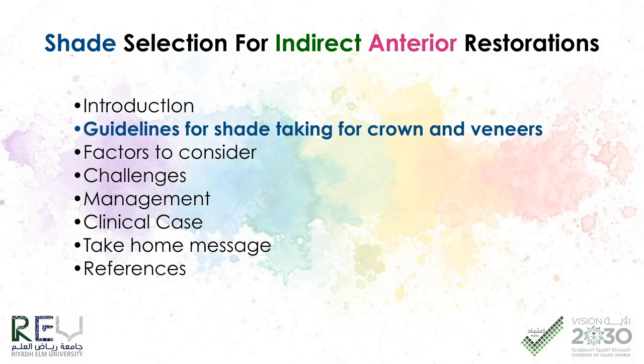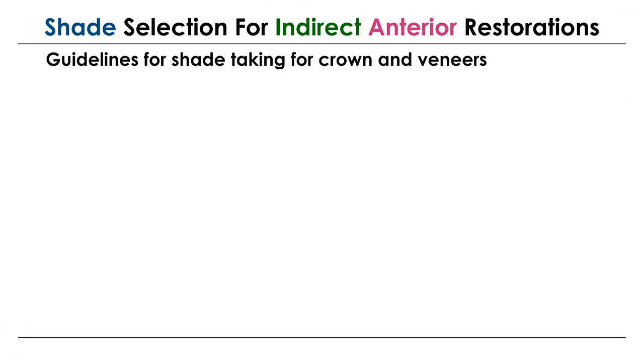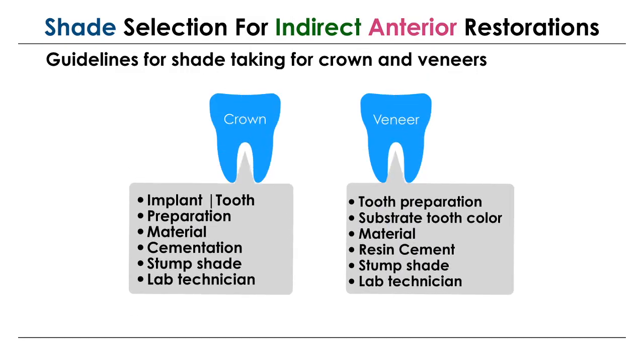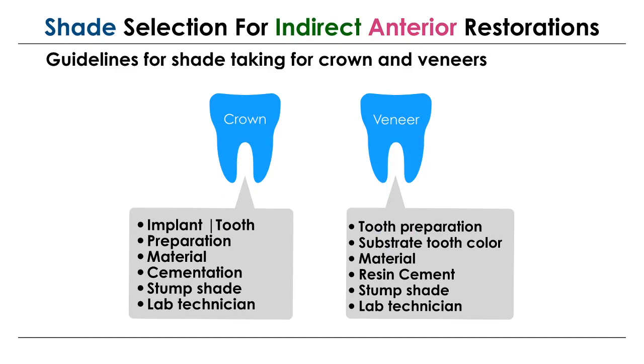And now we're going to talk about the guidelines for shade taking for crowns and veneers. If crowns and veneers are combined in the same arch, it's difficult to obtain a shade match and similar optical properties between feldspathic veneers and a zirconia core crown. We have to know that lithium disilicate provides a distinct advantage in translucency over opaque zirconia. That's why we have to set guideline points to differentiate between crowns and veneers while taking the shade. These include whether the crown is on an implant or tooth structure, the veneer preparation, the substrate, the materials we use, the cementation, the stump shade, and also the lab technician.